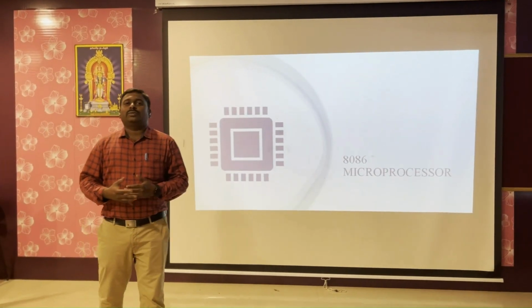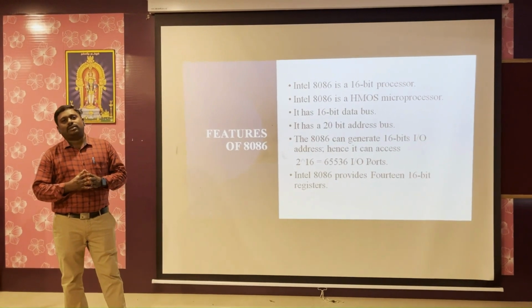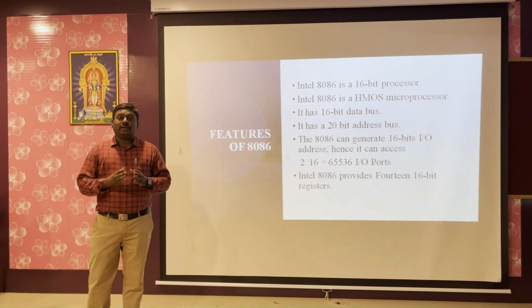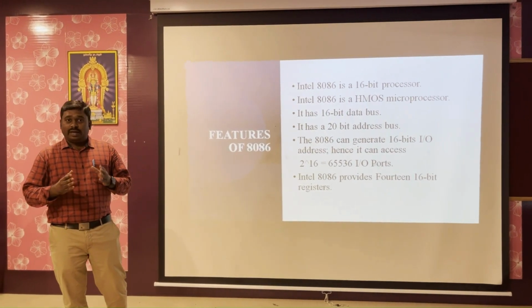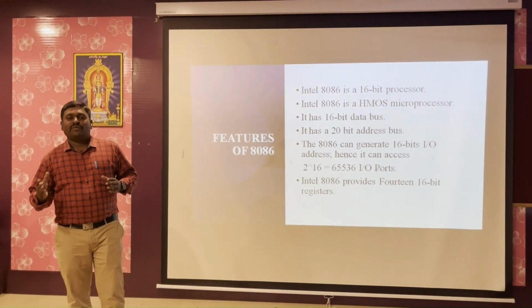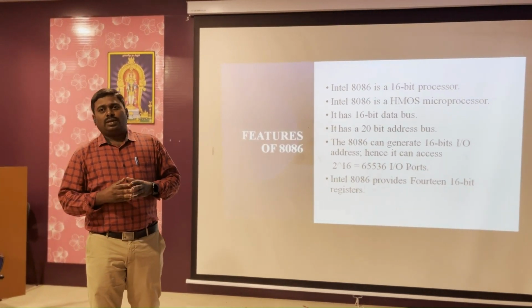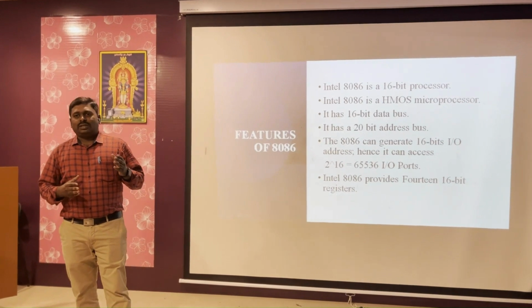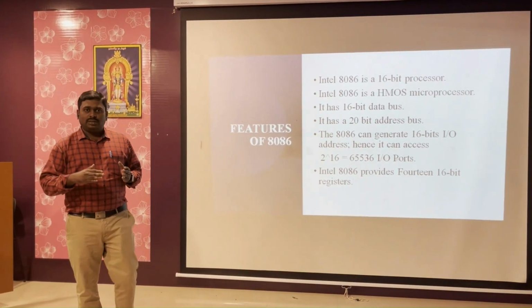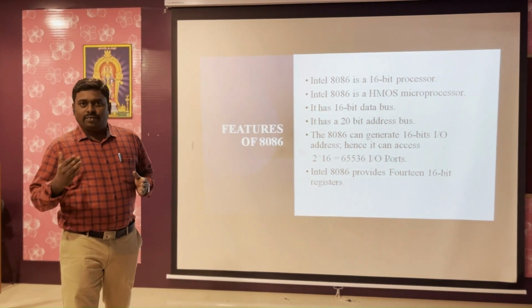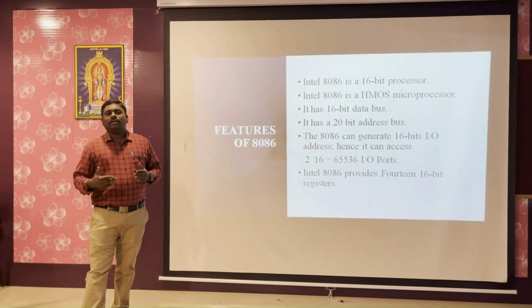Now we are going to see the features of the 16-bit microprocessor 8086. Intel 8086 is a 16-bit microprocessor, the third generation of microprocessor. If you look at the evolution of microprocessors, the first generation belongs to 4-bit, the second generation to 8-bit, the third generation to 16-bit, the fourth generation 32-bit, and the fifth generation, now, is 64-bit.